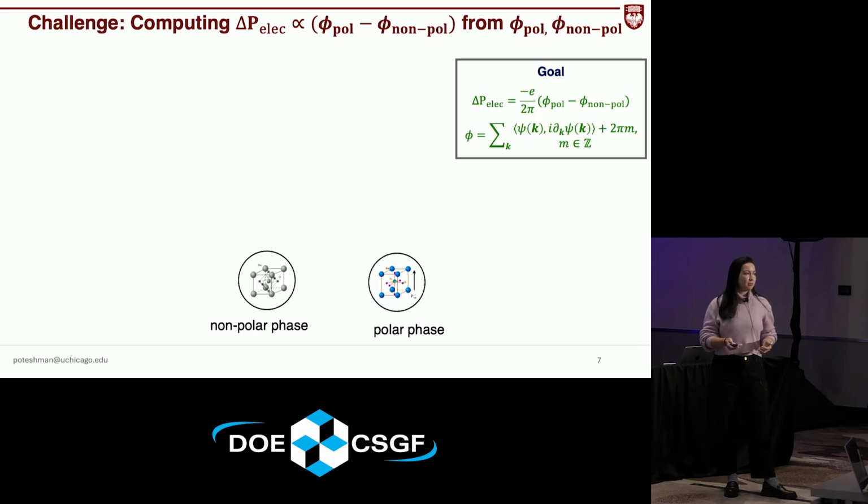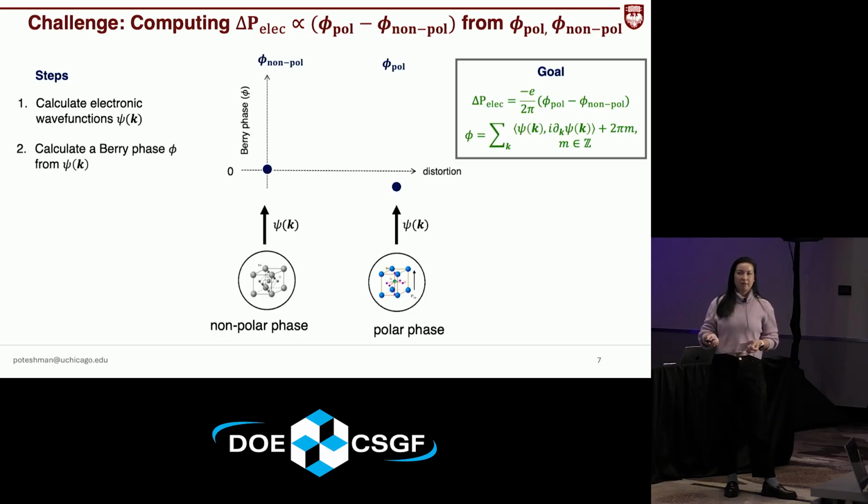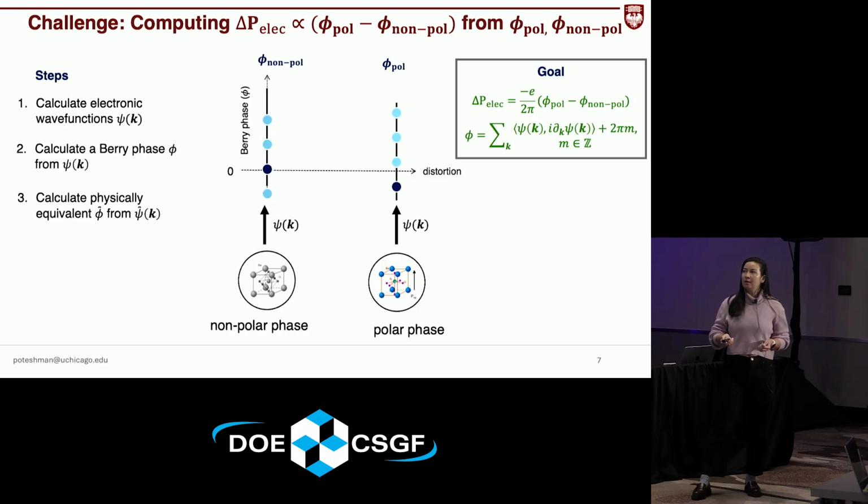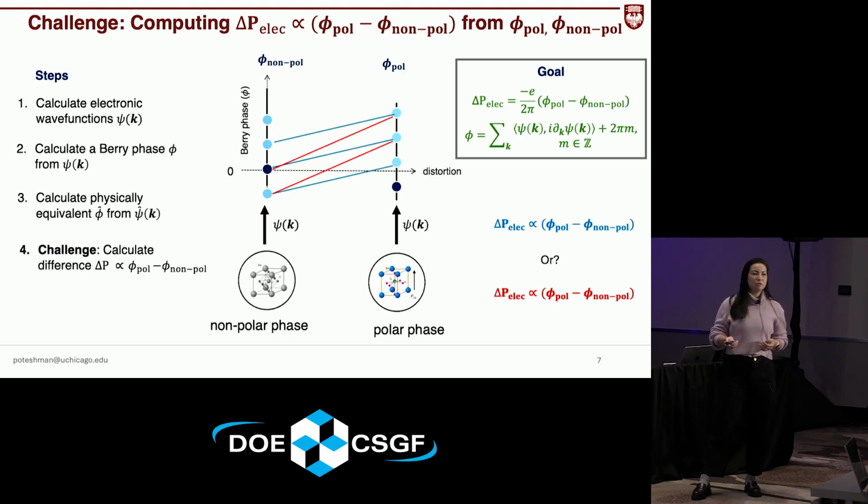The way you would go about doing this is you would take your polar and nonpolar phase unit cells, compute your electronic wave functions, and obtain a single Berry phase from whatever gauge those wave functions are written in. You would then compute all of the symmetry-related Berry phases. And now the task is you want to take a difference between some points on this line and some points on this line, but you don't know which sets of points correspond to each other.